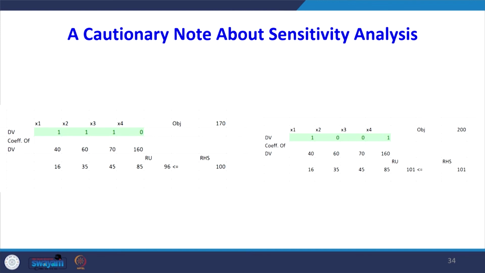This is the same problem I brought. When it is 100, it was 170. When the right hand side is 101, it is 200.